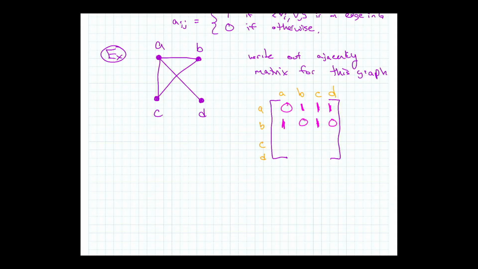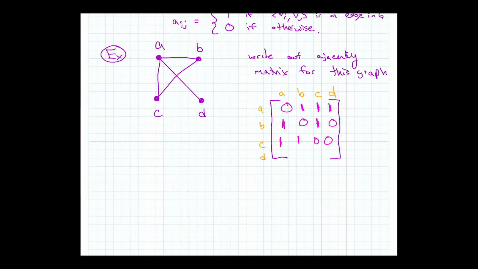All right, what about C? So for C, C and A, so CA, C and B, so CB, no CC and no CD. So 0, 0.